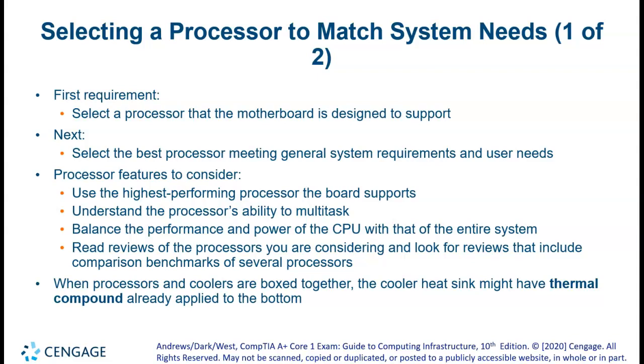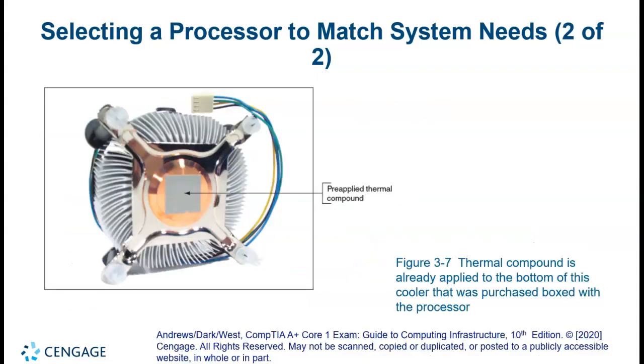When processors and coolers are boxed together, the cooler heatsink might have a thermal compound already applied to the bottom. This is pre-applied thermal compound right here. It's like a paste. You put this on the CPU, and that should cool it. That makes it cooler.